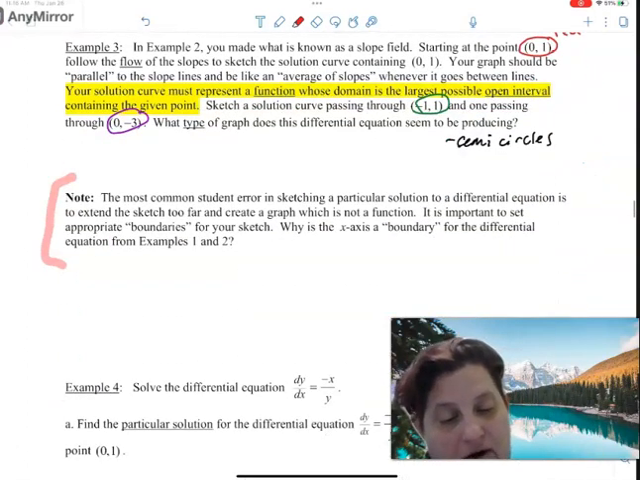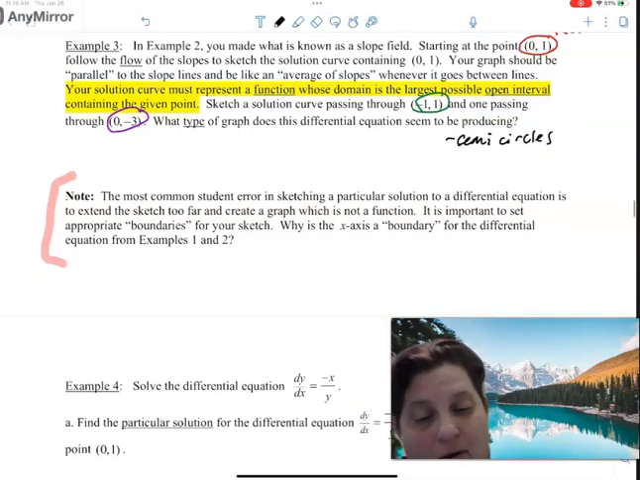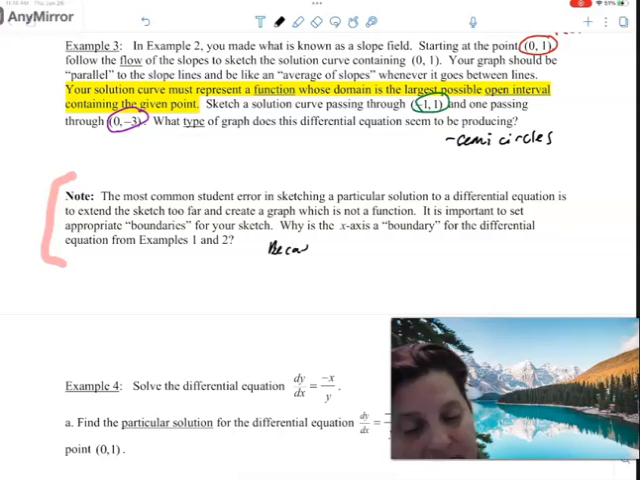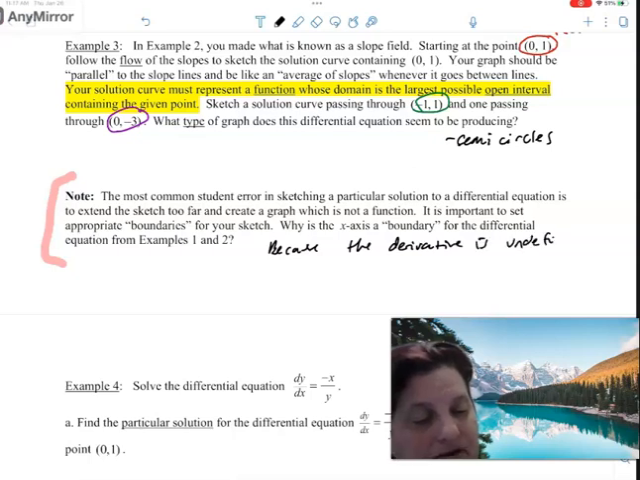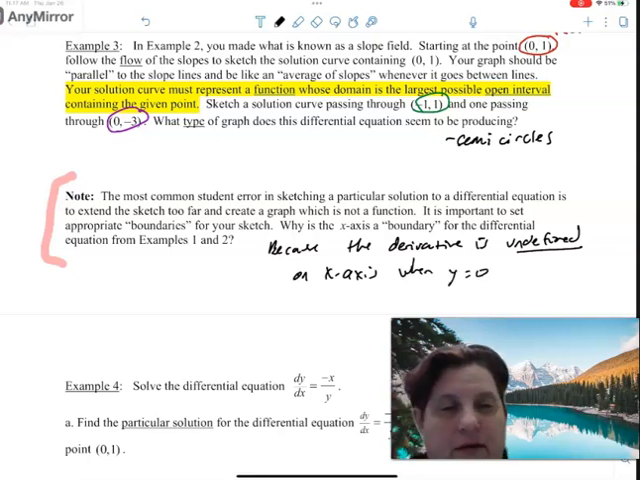But also, it crosses through the boundaries. So it says, why is the x-axis a boundary for the differential equation? Because the derivative is undefined on the x-axis when y equals 0. Okay? So it made these semicircles.